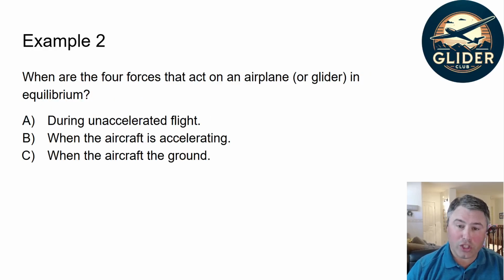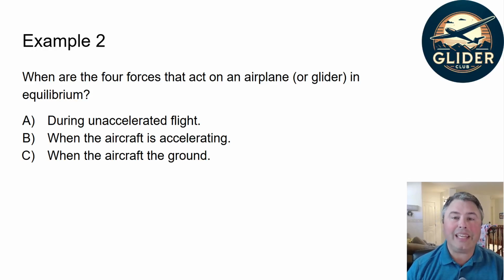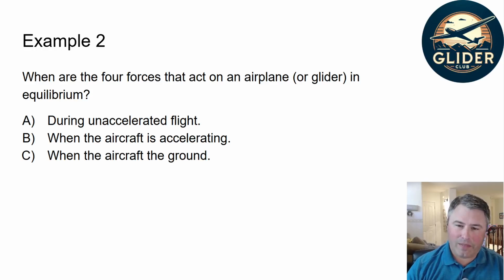Okay, let's look at our next question. Example 2: when are the four forces that act on an airplane or glider in equilibrium? When are the forces equal? During unaccelerated flight, A. Okay? That's when the forces are equal. B is not correct because that's when the aircraft is accelerating. Well, that wouldn't be equilibrium. And when the aircraft's on the ground, well, it's not generating any lift at all if it's just sitting there on the ground, and it may not even be generating any thrust.